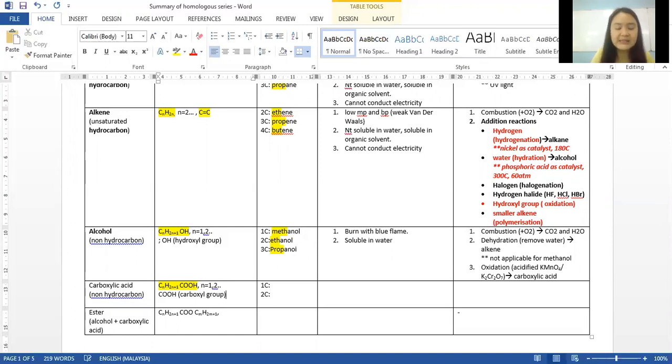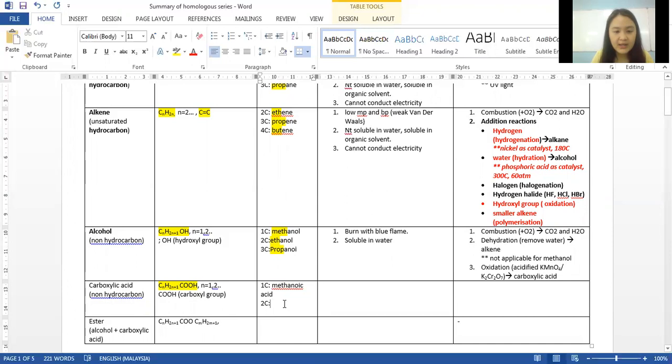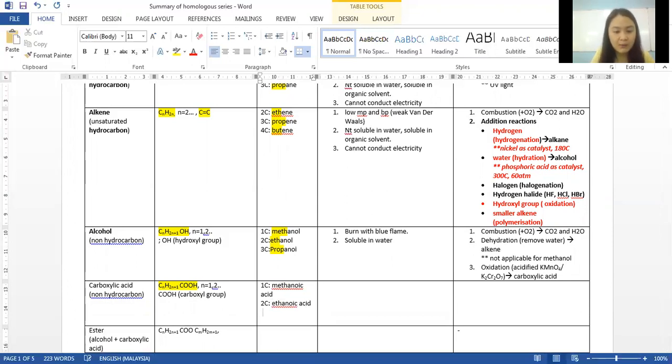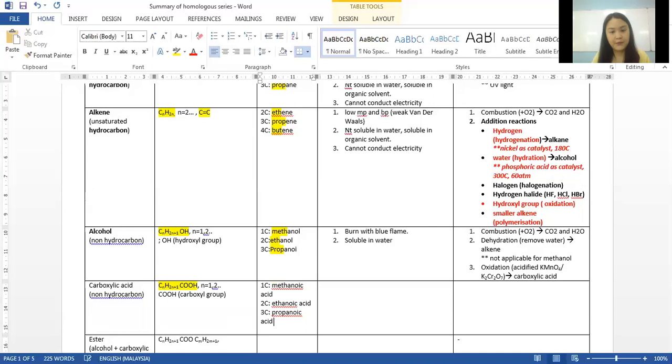Carboxyl group. So this is a functional group for all members of carboxylic acid. Right, now let's try to name the first 2 members of them. First carbon, so it's called methanoic acid. Right, second member is called ethanoic acid. So if we add 1, the third member with 3 carbon is called propanoic acid, so on and so forth.